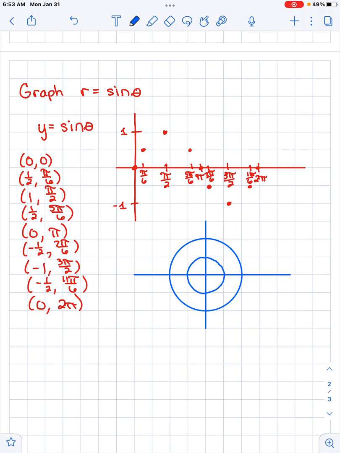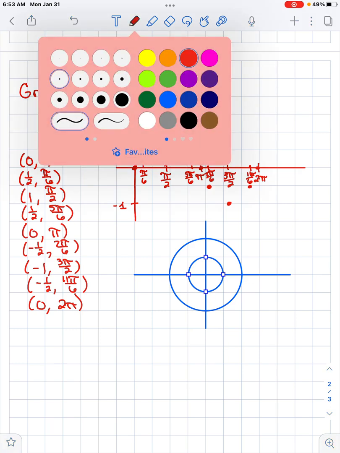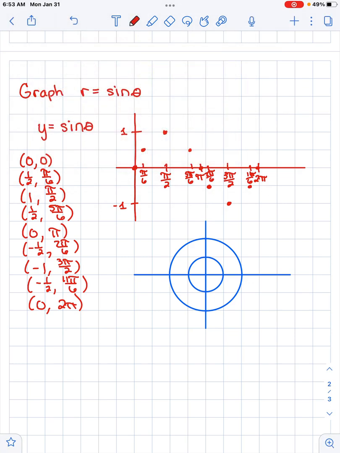Okay, so in my case, the little circle inside is 1/2, the outer circle is 1. That's not typical, but I wanted to show how this works. All right, so I'm going to start graphing these, and let's see what we can find out here. 0, 0. So that means if I look out here at 0 on the polar axis and the R value is 0, I'm just right here in the middle. Okay, pi over 6. I know that pi over 6 is out here. And at pi over 6, my R value is 1/2.